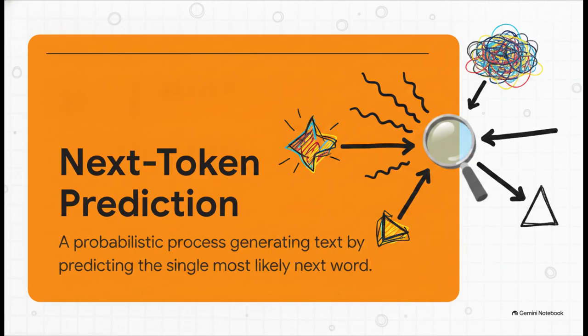Underneath the hood, large language models aren't thinking the way you and I do. They rely on next token prediction. That's a probabilistic process where they generate text by predicting the single most likely next word based on massive probability tables. So if your input is vague and polite, that probability table is wide open. And that naturally leads to those scattered, inaccurate spaghetti outputs we talked about earlier.